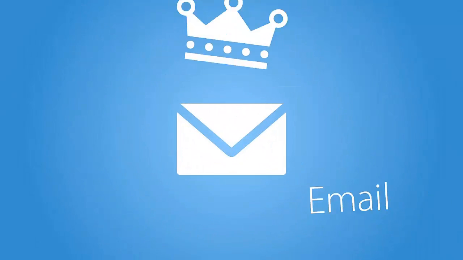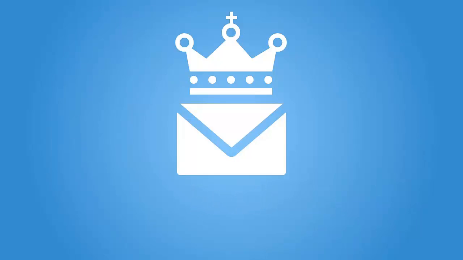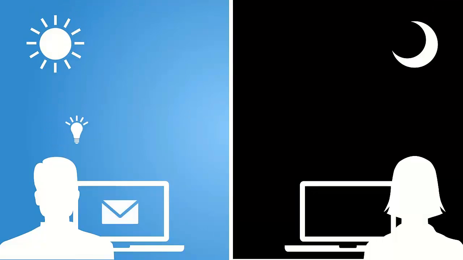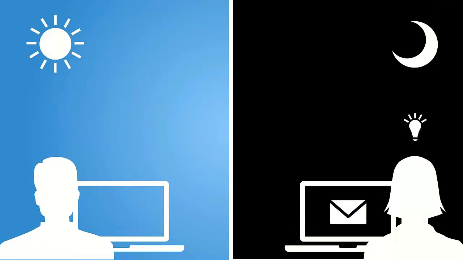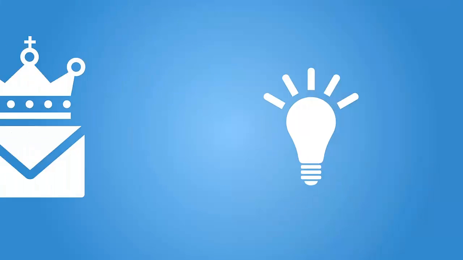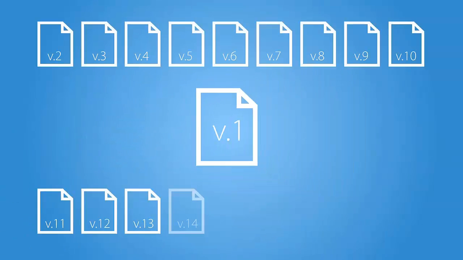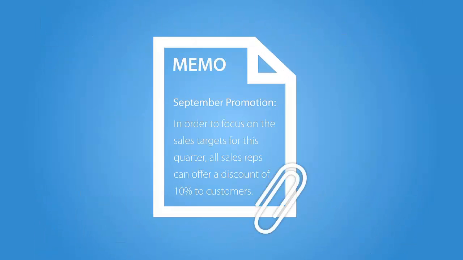Email is the most popular form of communication. It's a great way to keep in touch and share ideas. But it's not a good way to collaborate on documents. On average, a document gets copied 19 times during its life cycle. That's because it's so difficult to keep track of changes and updates to email attachments.